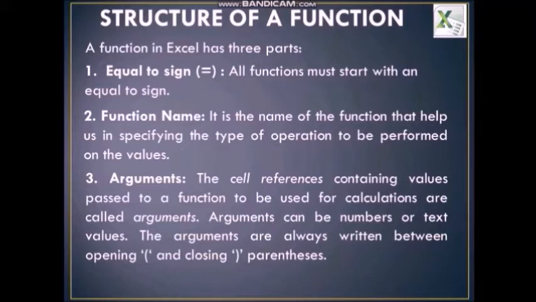So let's see with the help of an example how it works. First is the equal to sign, then the second part, the function name, SUM, and then A1 colon A5, which is the argument of the cell reference. So this constitutes the entire function.